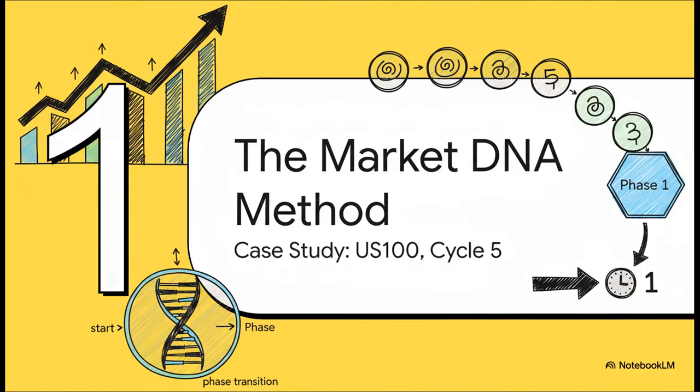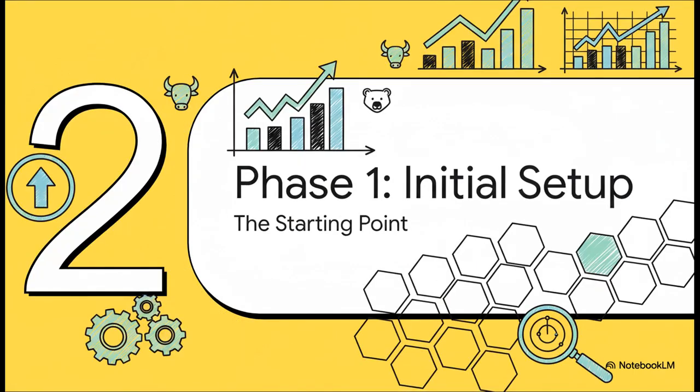All right, so our focus is on Cycle 5 for the US100 index. And as of March 9th, 2026, the system is officially in Phase 1. That's our starting point for this whole visual record. Now, let's dig into the heart of this case study. Phase 1, the initial setup. This is all about the current state of the market, at least according to the market DNA model.